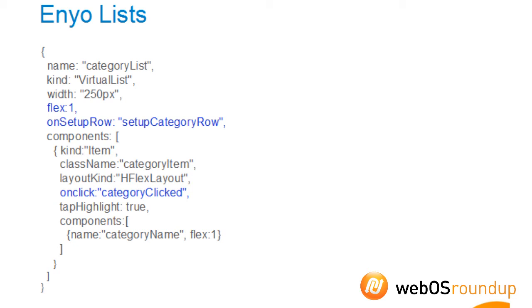Okay. On setup row, that is a special function that lists use. So he is defining it. All he's doing is telling it to use setup category row. All right, so on setup row, he's telling it to then call setup category row, which is a little different.